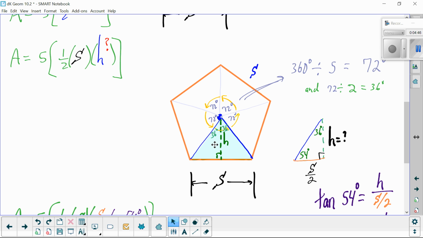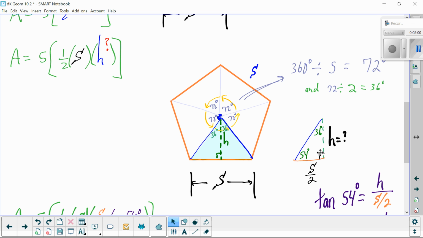And now if we focus on just the right triangle, we'll have to use SOHCAHTOA. So we've got this right triangle, which has a 36-degree angle, a 90-degree angle, and a 54-degree angle. We know that this entire orange side is S, so for the right triangle, that's half of S. And we need to know the height, which is this leg of the right triangle.